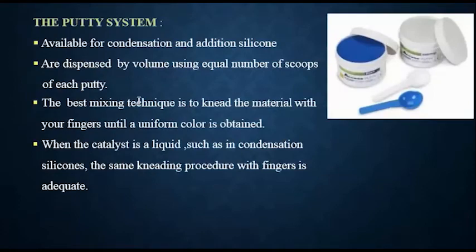Generally, we use the putty system. Here you can see it is available in two different colors to differentiate between the base and the catalyst phase. It's available for addition and condensation silicone. Here, two equal scoops of base and catalyst paste are taken and mixed using hands. Latex gloves inhibit the polymerization reaction, so use vinyl gloves when you are manipulating an addition silicone impression material. The best mixing technique is to knead the material with your fingers until you get a uniform color. When the catalyst is a liquid such as in condensation silicone, you can do it with a finger.